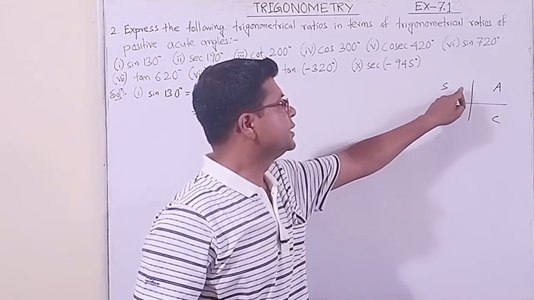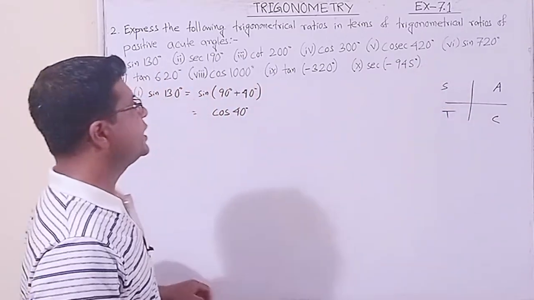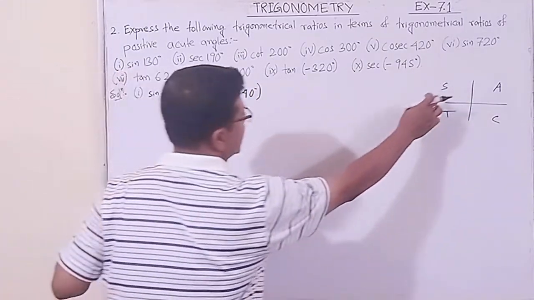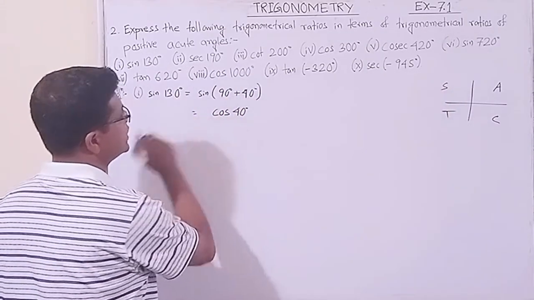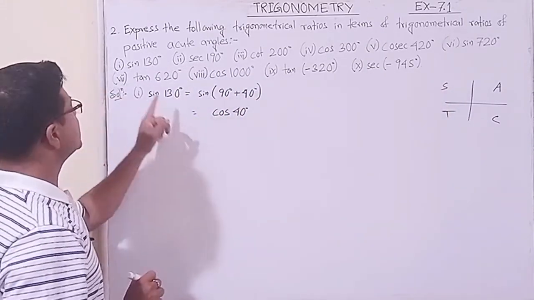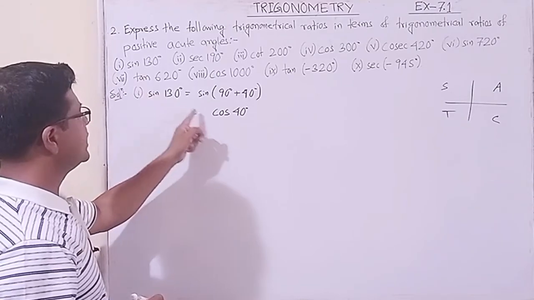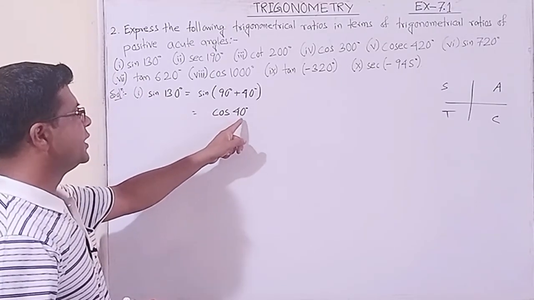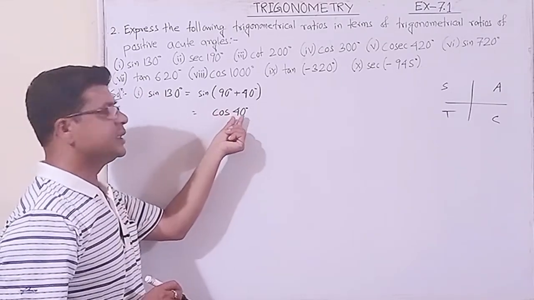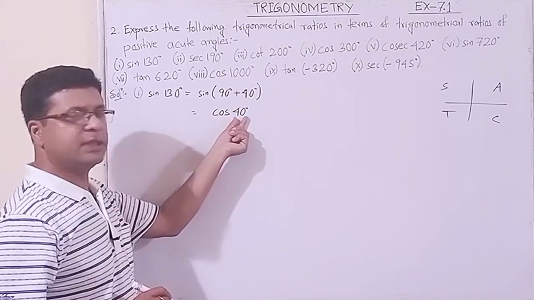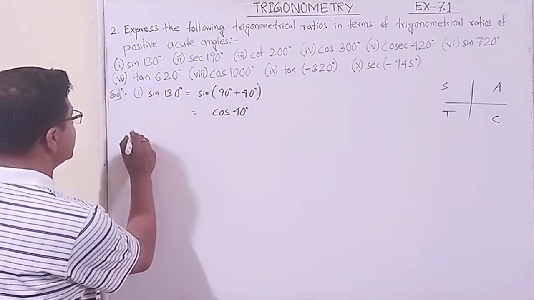It is in the second quadrant. In the second quadrant, sine is positive here, so this is cos 40, positive. So we have got that sine 130 equals cos of 40 degrees. You can see that, first of all, this angle is an acute angle, less than 90 degrees. Now let us move to number 2.